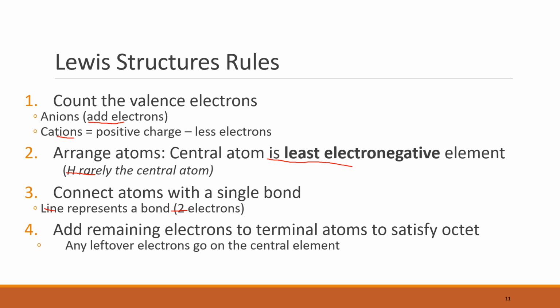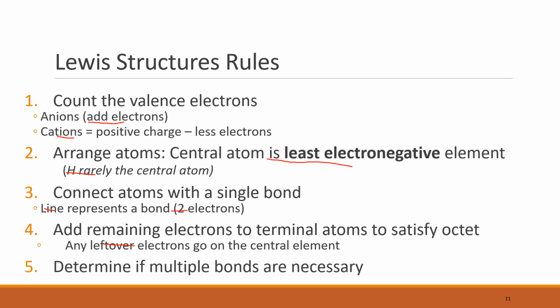Once you're done with that step, next, we take any remaining electrons that we have from our original valence electron count, and we add those to the terminal atoms. And we do so in a way to satisfy the octet. So what I mean by that is we're going to be adding dots around the terminal atoms to make sure they have 8 electrons total, including the bond itself. The line that's attached to the central atom counts as some electrons as well. So once all the terminal atoms have their 8 electrons around them, if there are any leftover electrons, sometimes there are, sometimes there aren't, those leftover electrons are going to go on the central element.